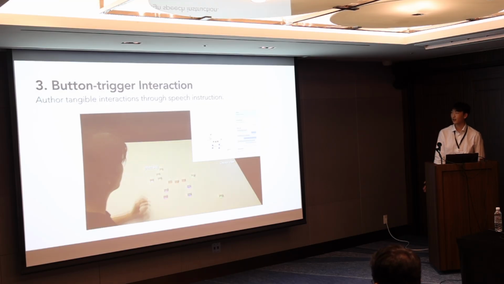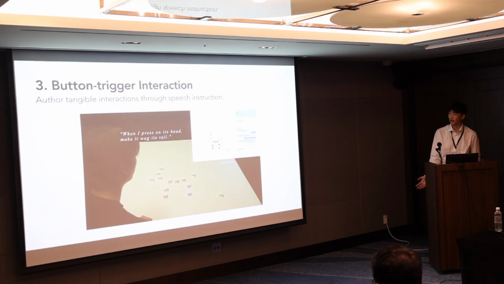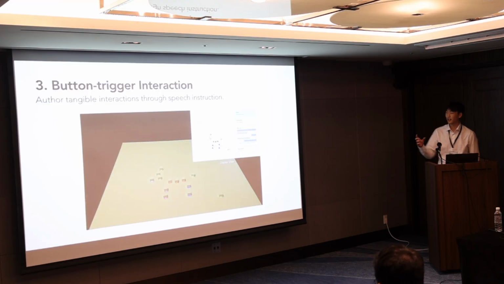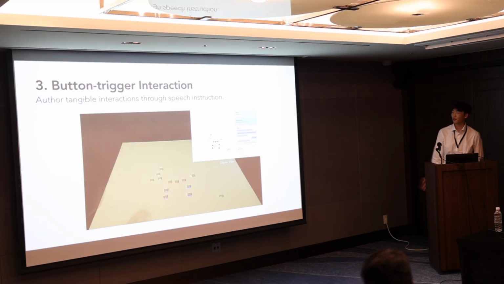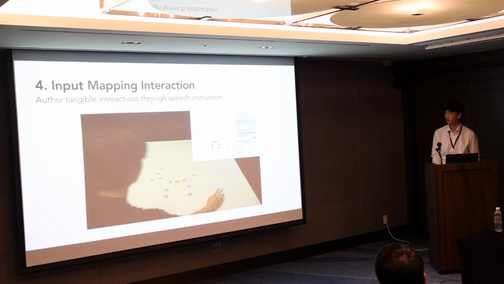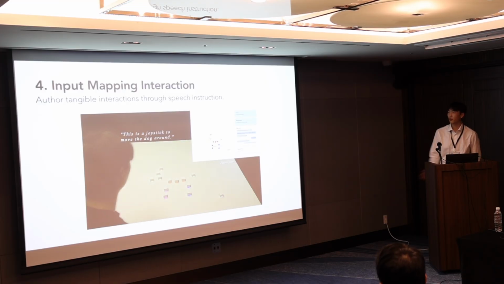Additionally, users can create interactions. The first type is button trigger. Here, whenever I tap on the robot's head, it'll wag its tail. And again, you see that the understanding of shape really creates the expressiveness. Finally, users can create input mappings for more gestural control of the robot. So here, I use this button as a joystick to move the dog around.